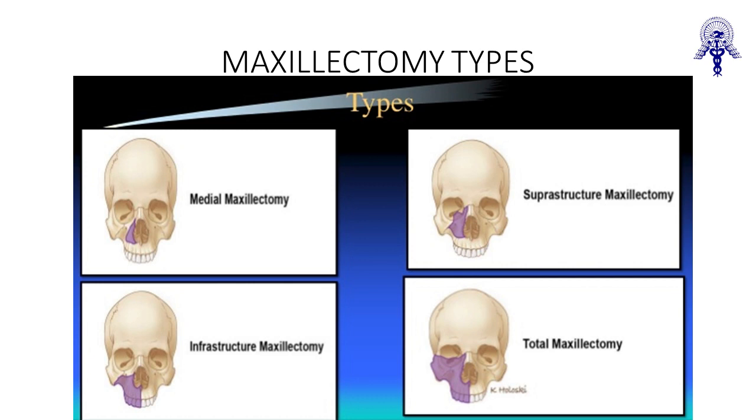Now, total maxillectomy, what are the cuts given? Just to recapitulate. Can anybody say what are the cuts for total maxillectomy? What is the incision? Weber-Fergusson. Okay. Then what are the cuts? First cut, second cut. How many cuts? 5 cuts. Can anybody say?